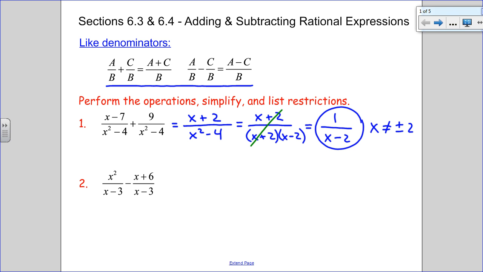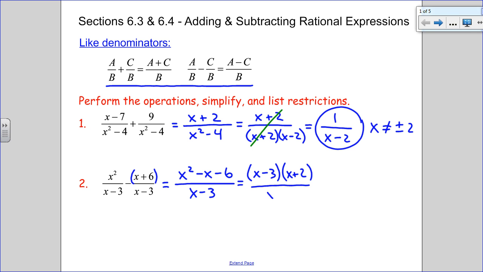Let's look at a second example. In this case, we're subtracting two rational expressions, each having the denominator x minus 3. Note that when we subtract this second rational expression, we're subtracting the binomial x plus 6. So we need to subtract each term of that binomial. So our numerator becomes x squared minus x minus 6. To simplify, we factor that trinomial. Remove the common factor, x minus 3, and obtain the answer x plus 2 under the restriction that x is not equal to 3.